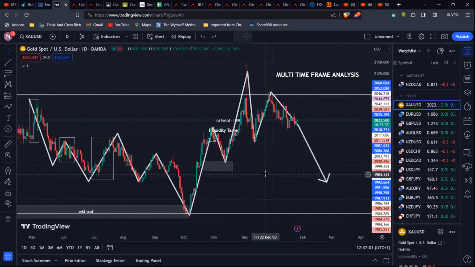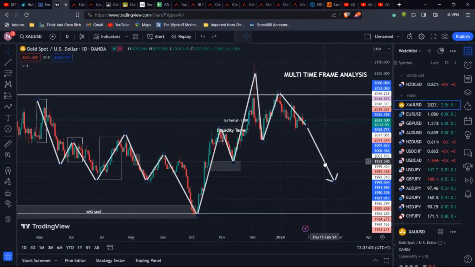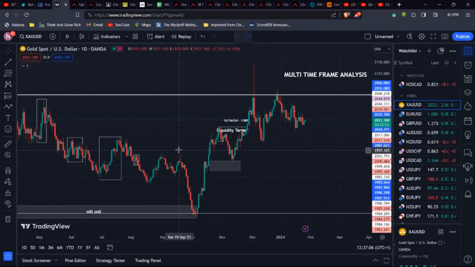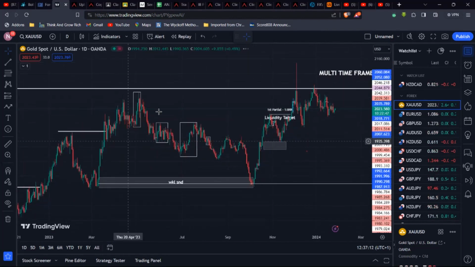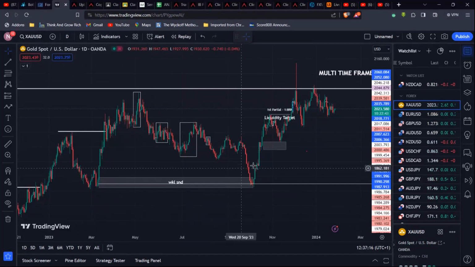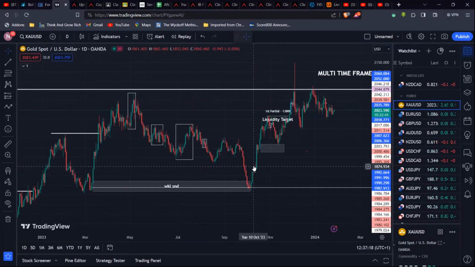Now, obviously, remember, I don't use the daily time frame as an entry time frame. Mostly, I use the daily time frame as even a higher time frame. So I see that, okay, the weekly is bullish. The daily is bearish, up until this point.